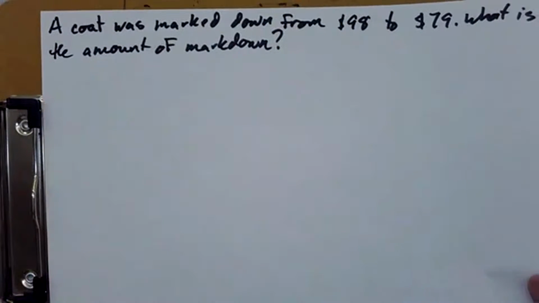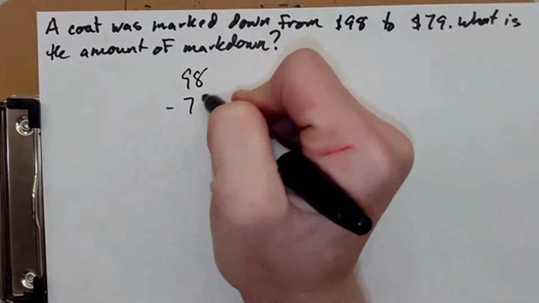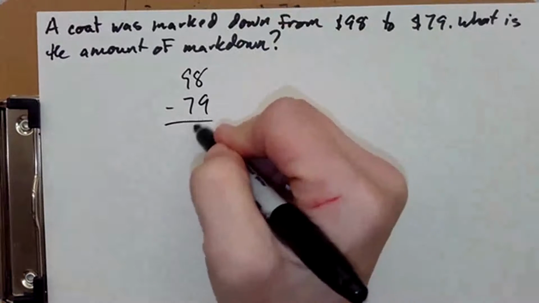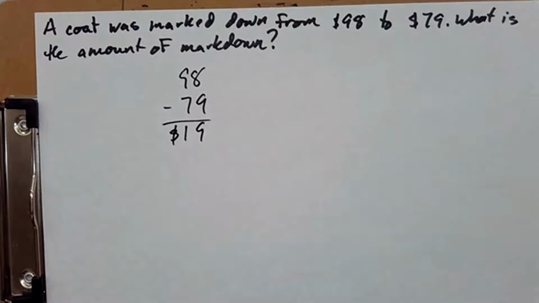Next up, a coat was marked down from $98 to $79. What is the amount of markdown? For this, we just subtract 98 minus 79, which will give us 19. $19 markdown.